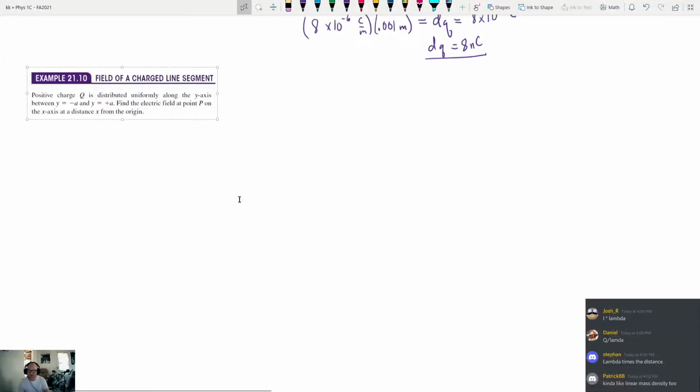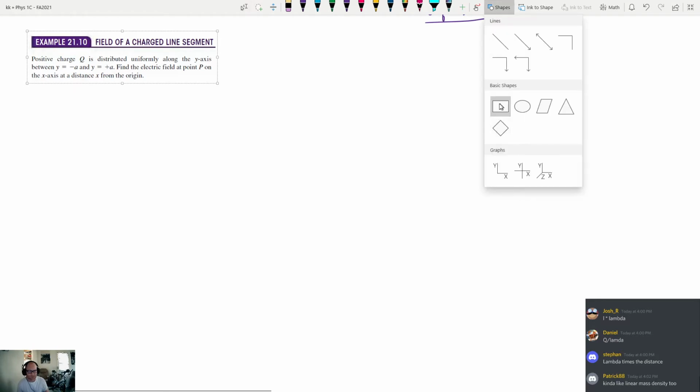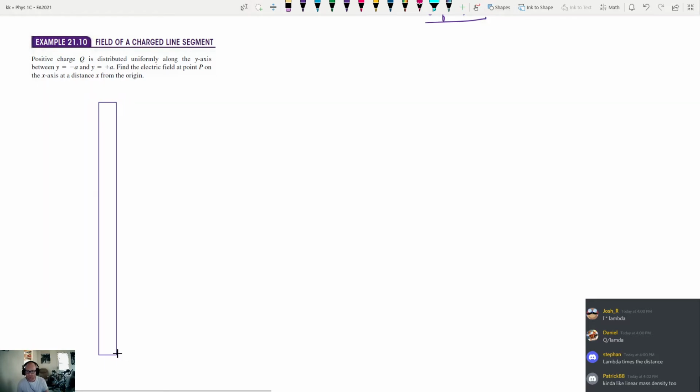So what we're going to do is find the field of a large charged line segment. It says a positive charge Q is distributed uniformly along the y-axis between negative A and positive A. Find the electric field at a point P on the x-axis at a distance away from the origin. So we're going to start off with a rod. That's our rod. There's our rod, and we'll make it a little bit skinnier if I can.